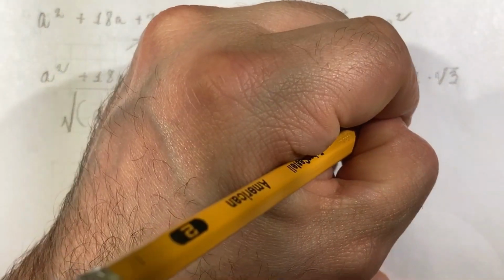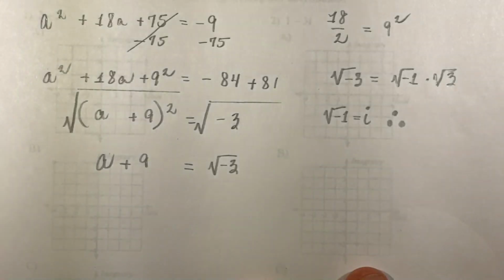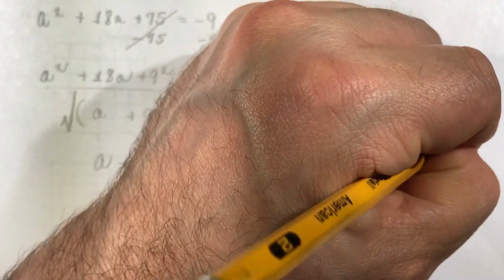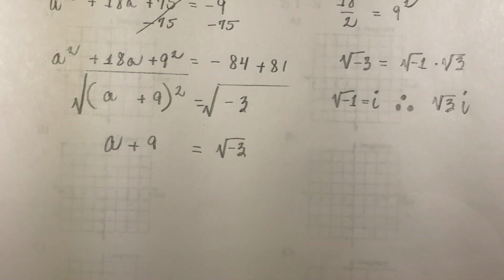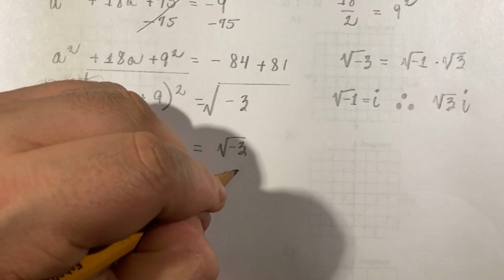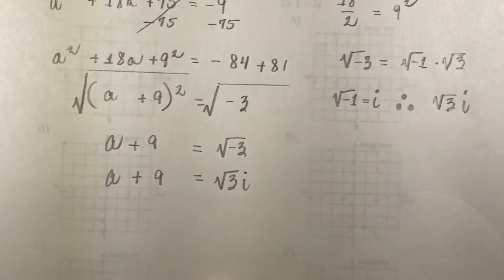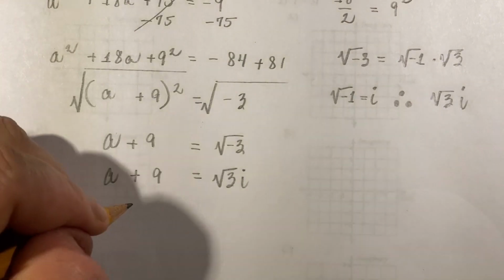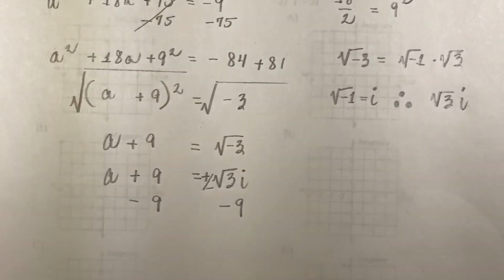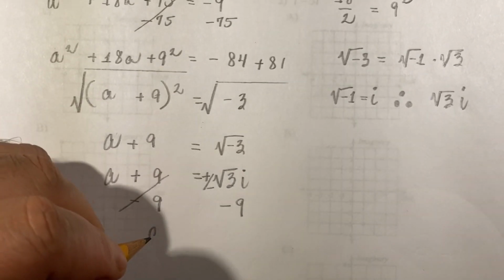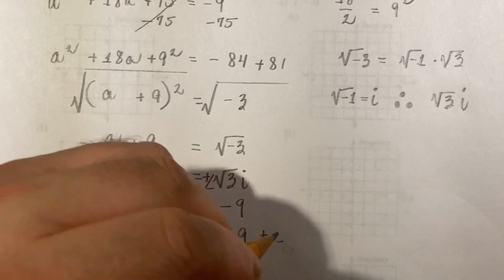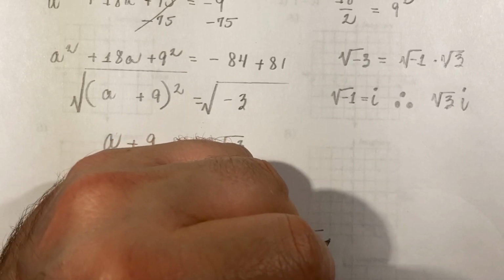And so, therefore, we have square root 3 i. So there's your imaginary number: a plus 9 equals square root 3 times i. You'll get to where you just do it in your head. Now you subtract 9 from both sides. Remember, this is plus or minus. These cancel out, and we have a equals negative 9 plus or minus square root 3i.